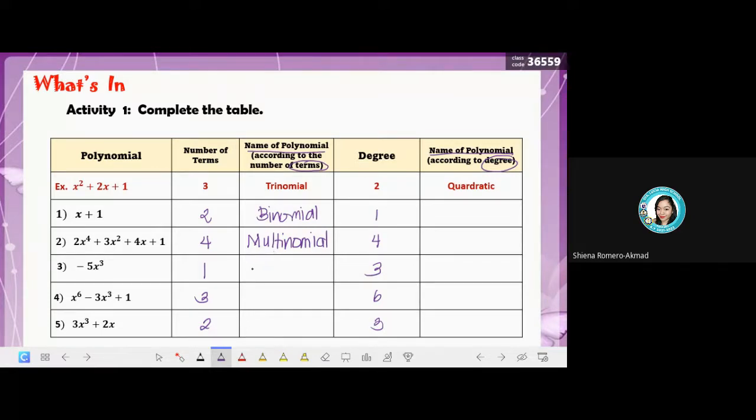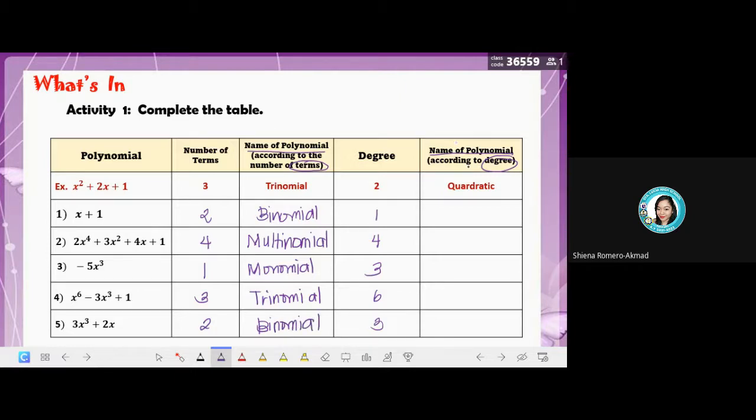Arcelia? Monomial po. Monomial. Number 4? Garcia? Trinomial po. Trinomial, correct? And number 5, Althea. Binomial po. Opo, binomial.